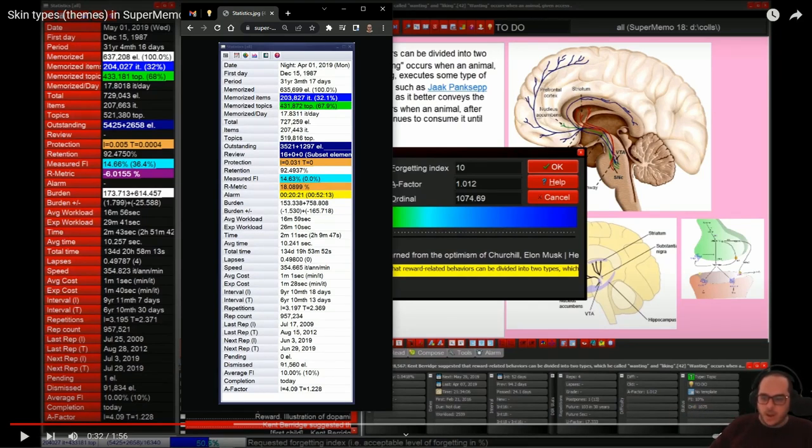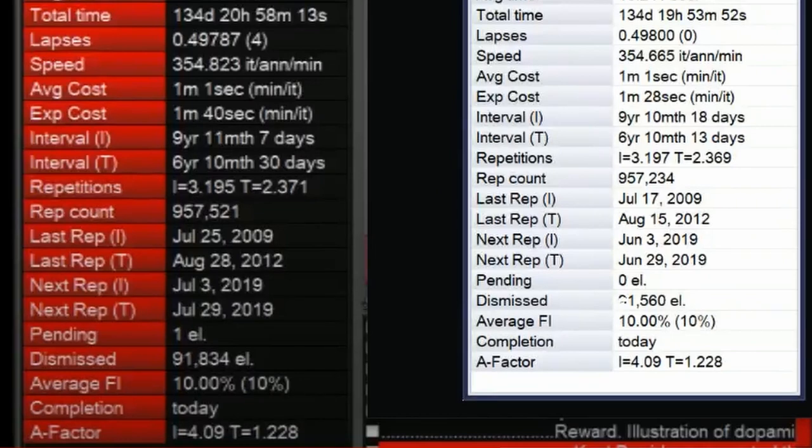Mesmerizing. Okay, before, I did the math of the dismissed and I had this already. So he has 91,000 dismissed elements, of which about 3,000, I think, would be items and the rest will be topics. And I'm assuming that most of that will just be folders.